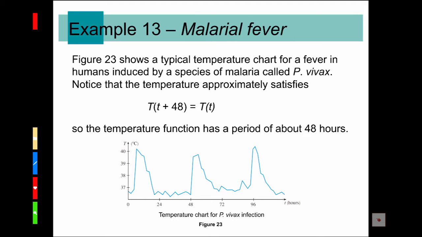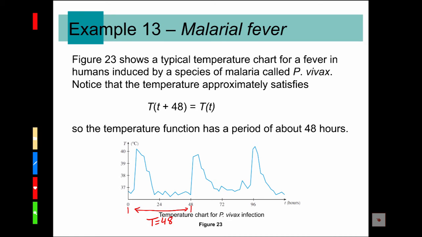Example 13 of section 1.1 of the textbook is one instance of that. This is an example of the temperature of a patient that is infected with the malaria pathogen Plasmodium vivax. And you can see that if you look at the temperature chart of this patient, there's a roughly 48-hour period where they have a spike in a fever and then their temperature goes back down to normal. And so the period of this function, you can see, is approximately 48 hours in this example.